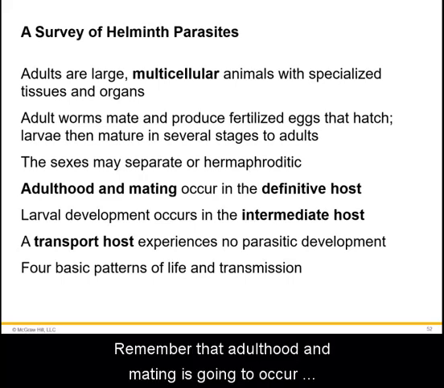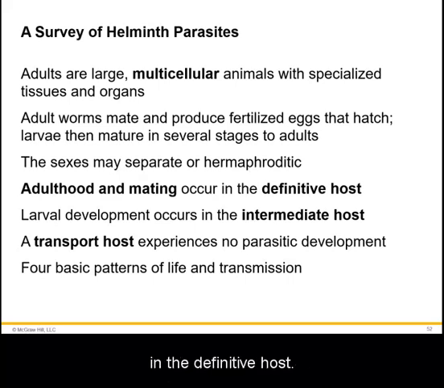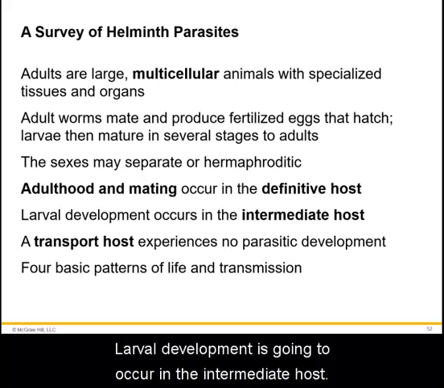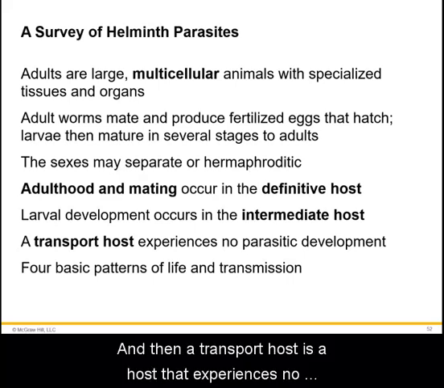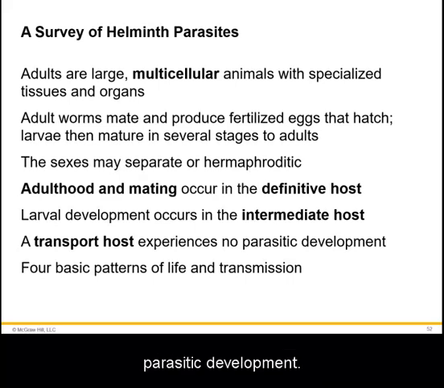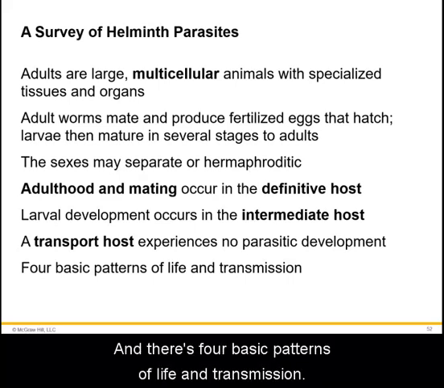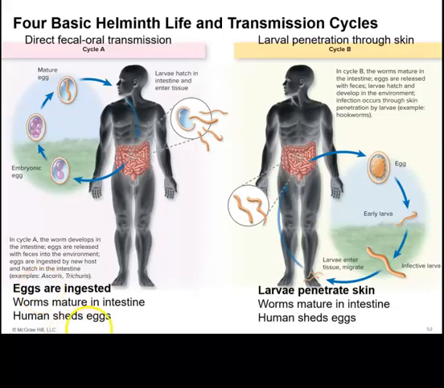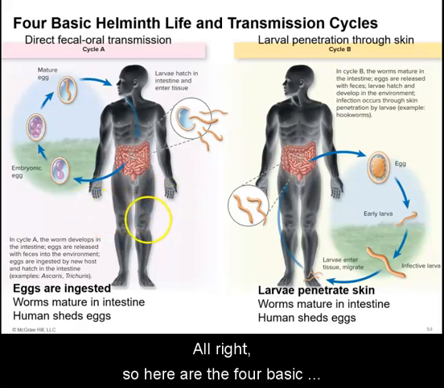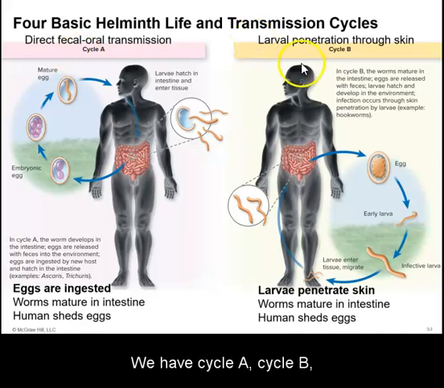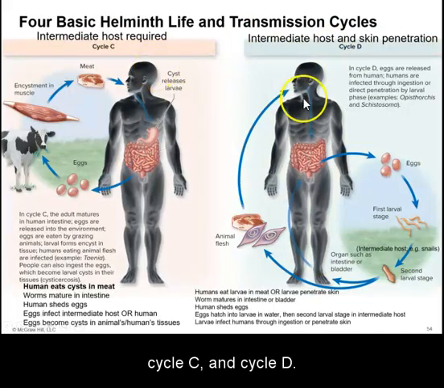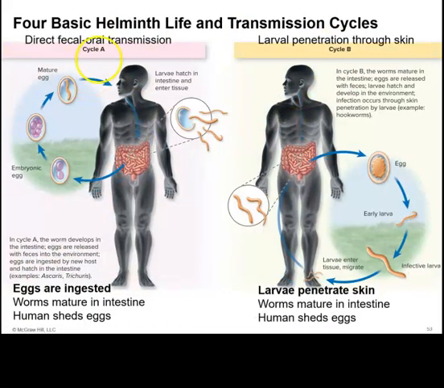Remember that adulthood and mating occur in the definitive host. Larval development occurs in the intermediate host. And a transport host is a host that experiences no parasitic development. There are 4 basic patterns of life and transmission. So here are the 4 basic helminth life and transmission cycles: cycle A, cycle B, cycle C, and cycle D.